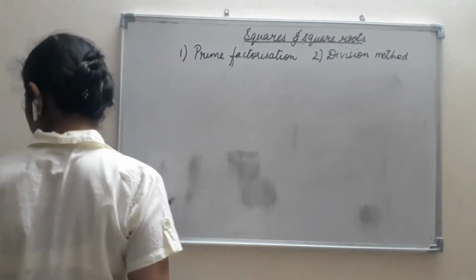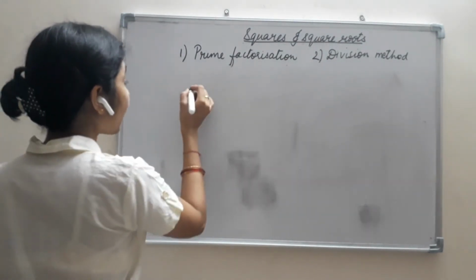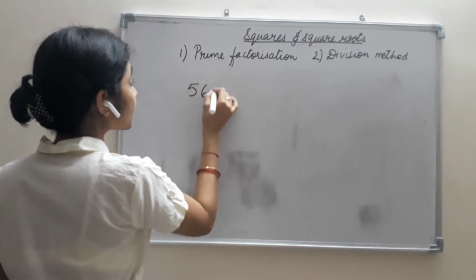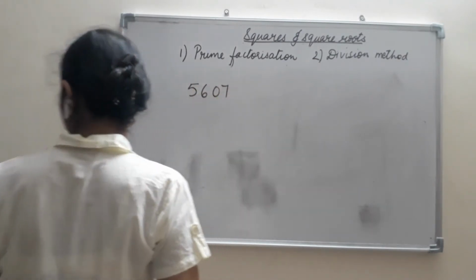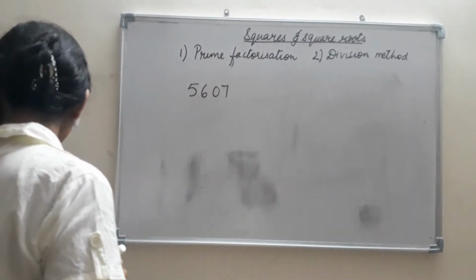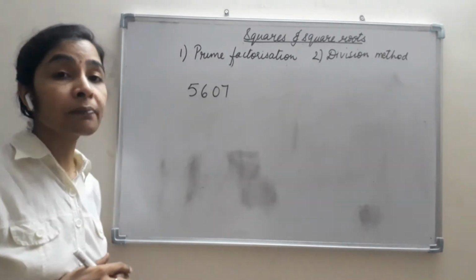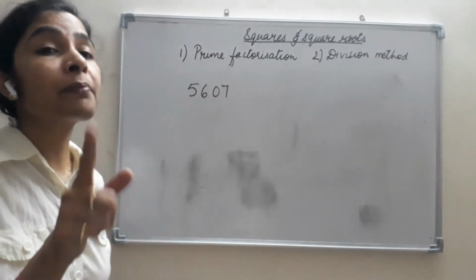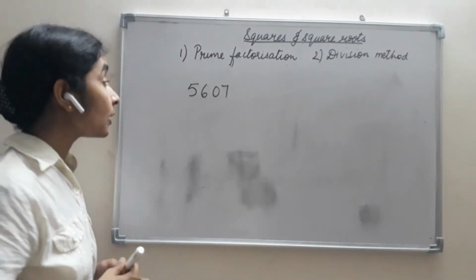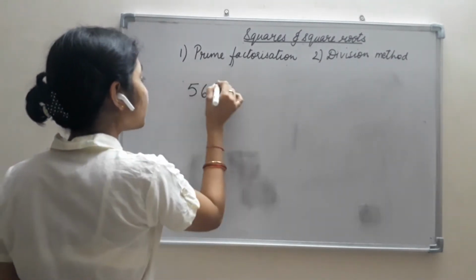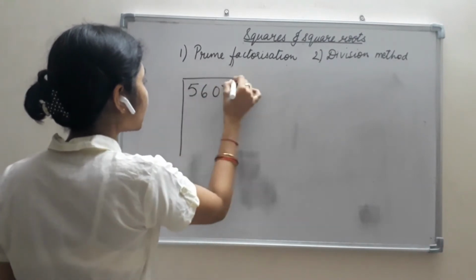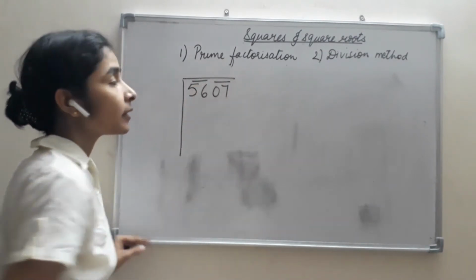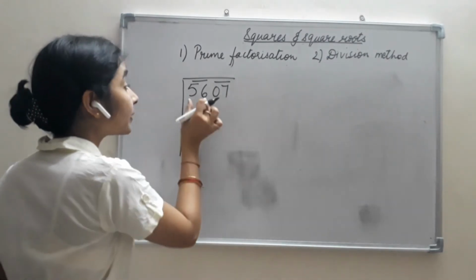Let us take a number, 5607. A number is given, 5607. What number should be subtracted from this number so that the resulting number is a perfect square number? Now how will we get it? The same thing: we start with the division method, making pairs. These two are in one pair and these two are in one. Now I am getting a bigger number.